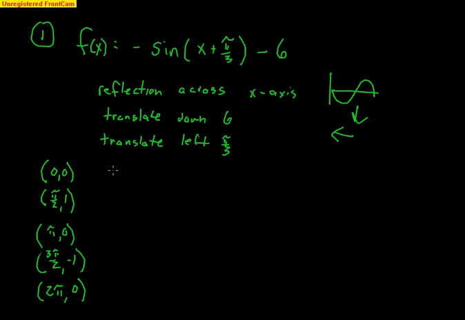So the first thing I want to do is I want to think about, I don't want to do too much at once. I want to think about simply the reflection. The reflection is going to take the 0, 0 and leave it alone. It's going to take the pi over 2 and take it to -1, because it's going to reflect that 1 to -1. The pi comma 0 is not going to change at all. I'm reflecting across the x, so only the y's change here. 3 pi over 2 is going to fly up to +1, and 2 pi is going to go back to right where it was at 0.